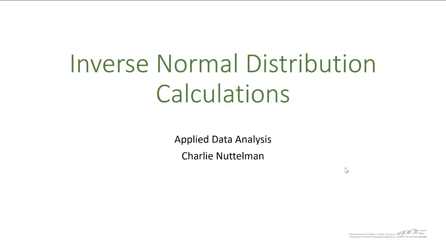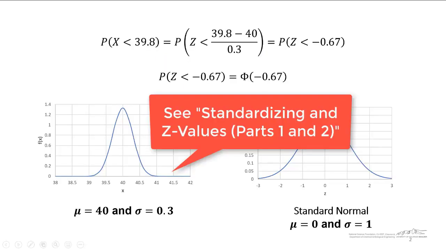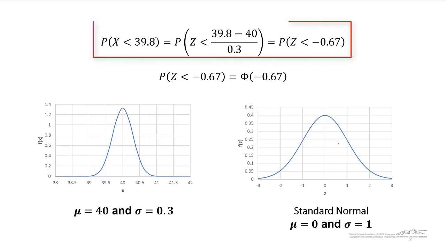In this screencast, I'm going to show you how we can do inverse calculations based upon the normal distribution, and this will become more clear in a moment. In a previous screencast, we worked through an example of calculating the probability that a randomly distributed variable x with mean 40 and standard deviation 0.3 would be less than 39.8.